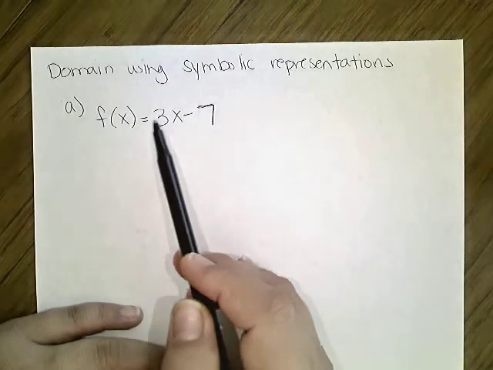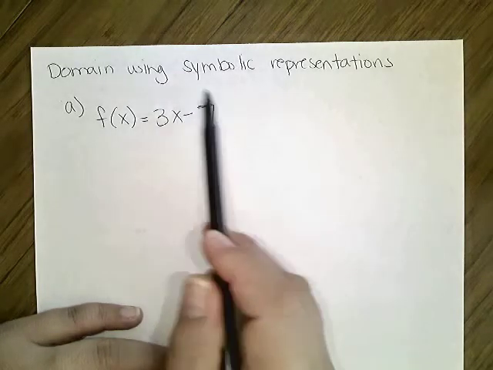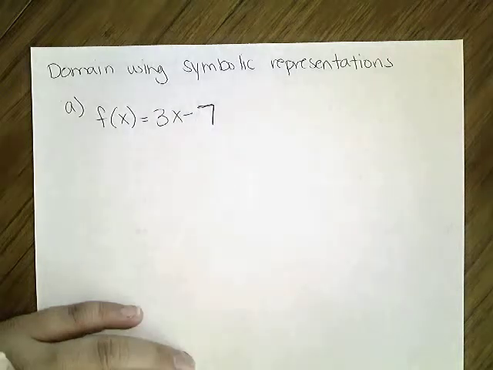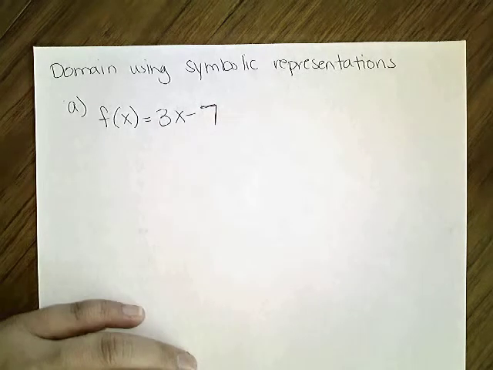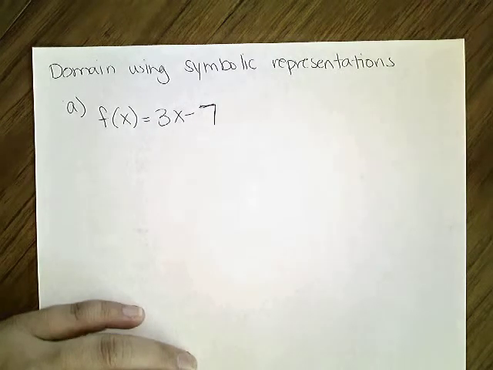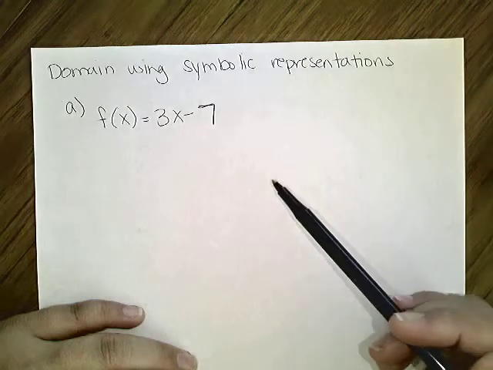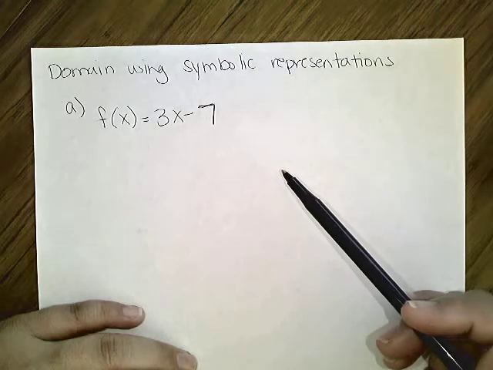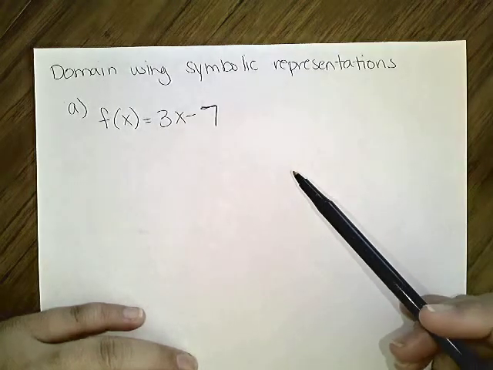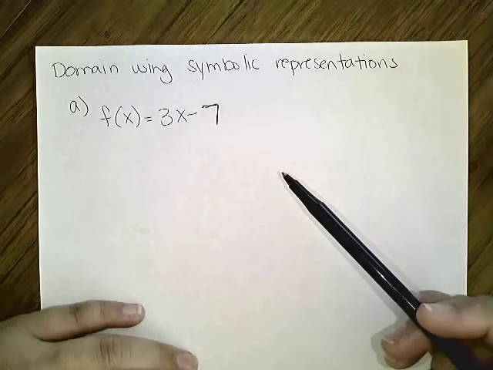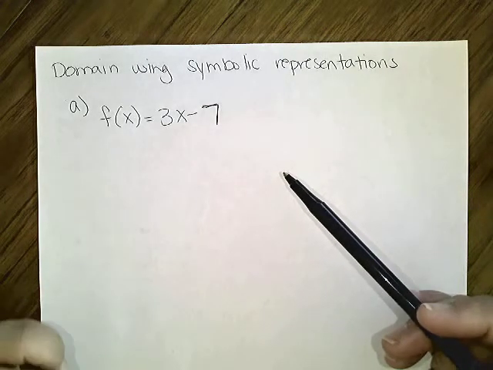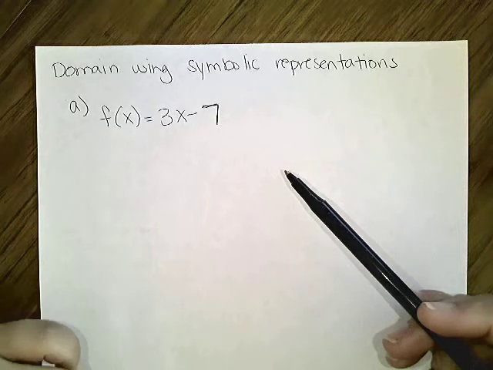So here, if we look at 3x minus 7, the function that we have, we want to think to ourselves, can we plug in anything that we want for x and get an answer as an output? I like to always use positive values, negative values, and 0. Now another way that we can look at this is, are there any limitations to what we are allowed to plug in for x? So it's either what can we plug in for x, or are there any limitations?